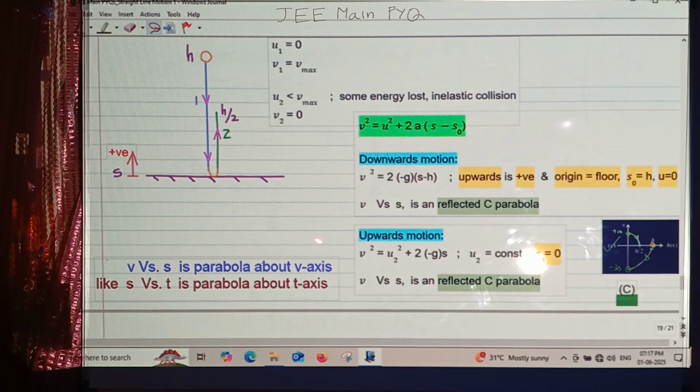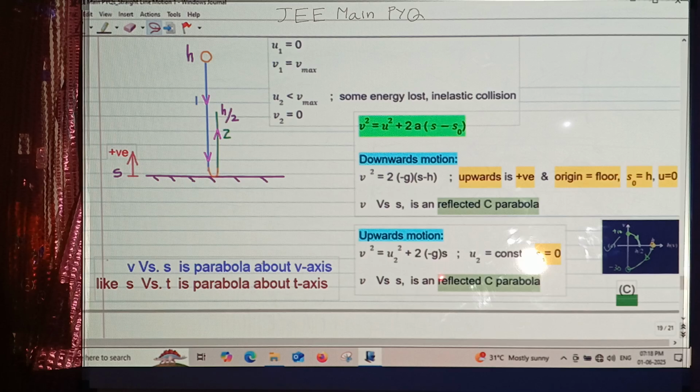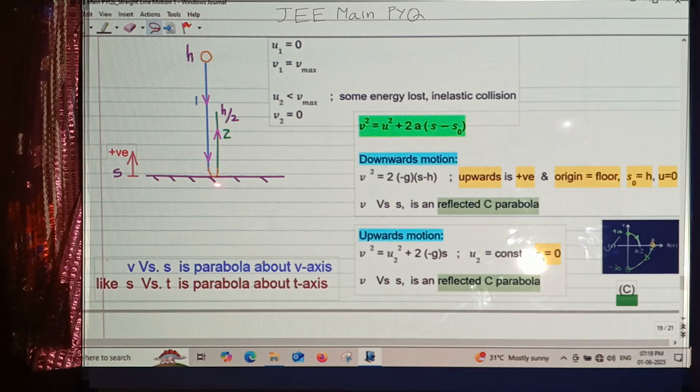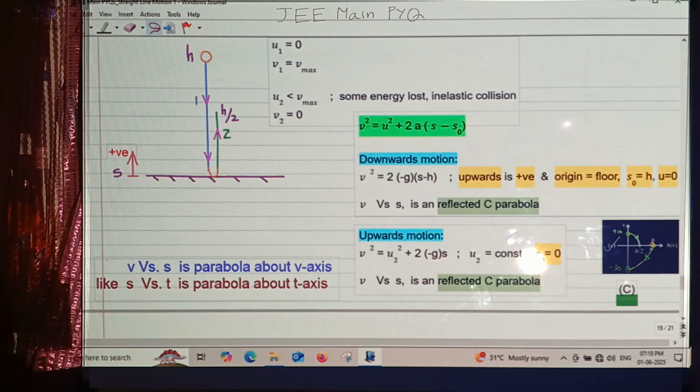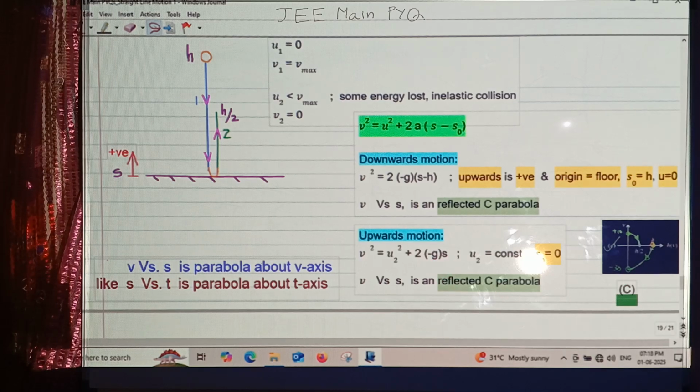For the upward motion, v square will be u square plus 2as, where u is the initial velocity u2, so u2 square plus 2a times s minus s naught. S naught is 0 because at the initial time, the displacement is 0. So again, y square equal to some constant plus a negative number into x, the reflected C parabola. So the correct option is option C. The third equation of motion, v versus s, is a parabola about the v axis. The second equation of motion, s versus t, is a parabola about the t axis.